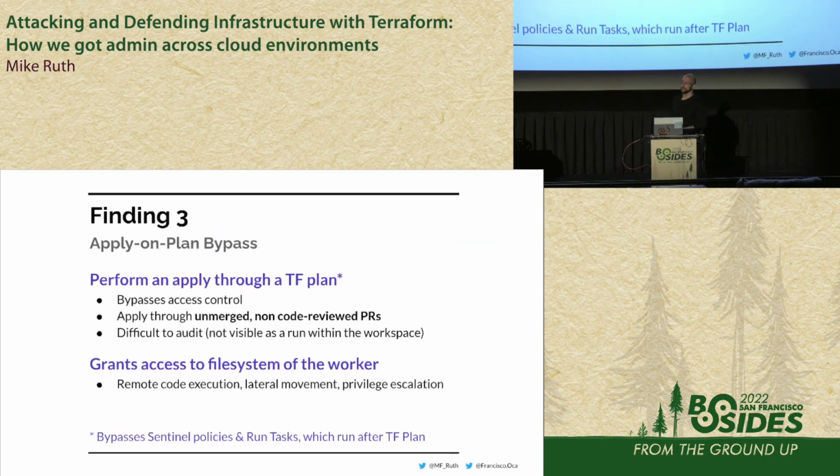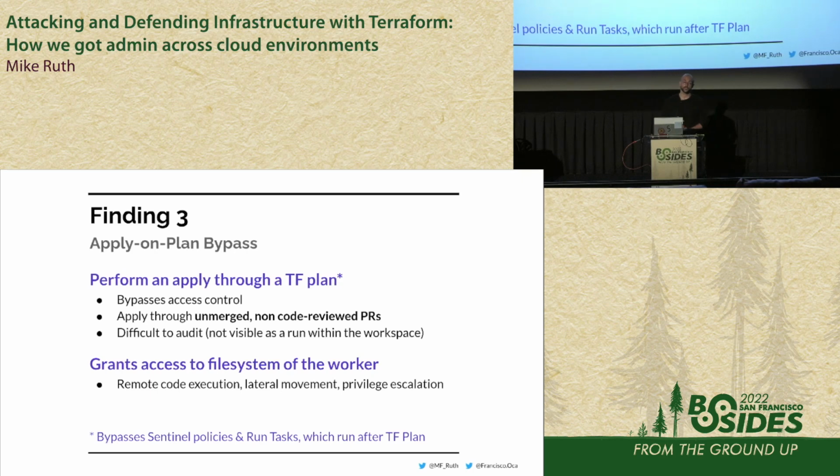Okay, finding three. This is probably the most important finding: apply on plan bypass. It turns out that when you perform a Terraform apply, you can actually perform a Terraform plan inside of it. Considering our reference architecture previously, there was an assumption that when a plan was created, some sort of review had to happen prior to the apply step, right? That you needed to do the code review and merge the code so that you could eventually perform the apply. Turns out that's not actually true. We were able to perform Terraform applies through unmerged, non-code-reviewed PRs.